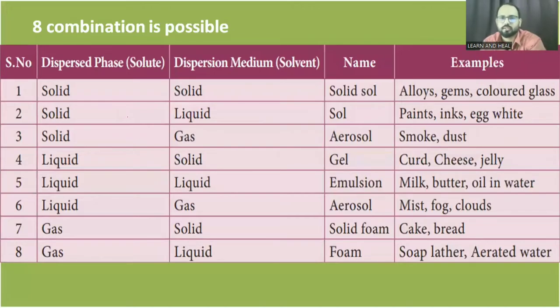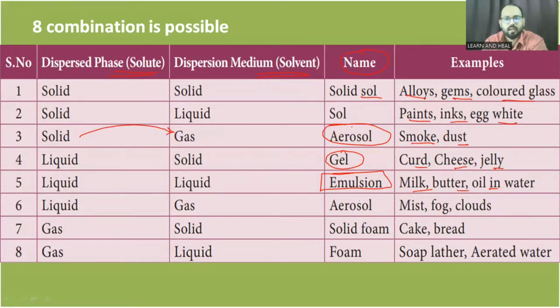You can see the 8 combinations here in the table. The dispersed phase is the solute, the dispersion medium is the solvent. Solid in solid: alloys, gems, colored glasses. Solid in liquid: paint, ink, egg white. Solid in gas is aerosol. Liquid in solid is gel: curd, cheese, jelly. Liquid in liquid is emulsion: milk, butter, oil.